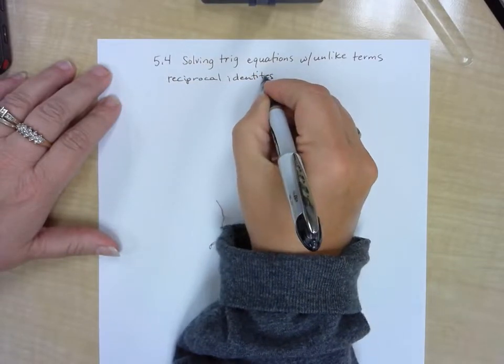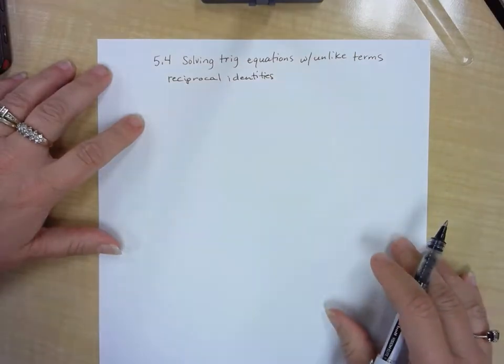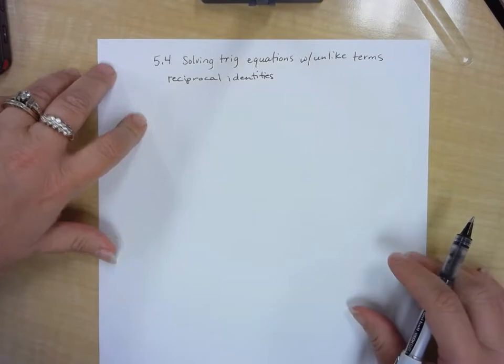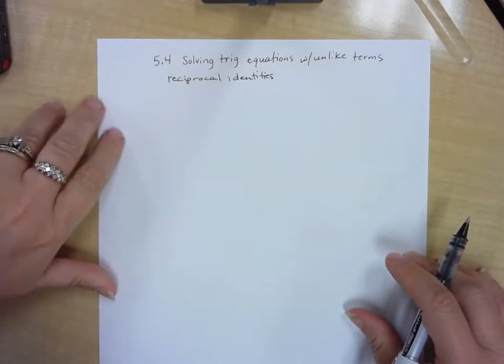Identities. How about spelling it right, Bentley? Okay. You should already know these reciprocal identities. Again, they started with us in the first unit.